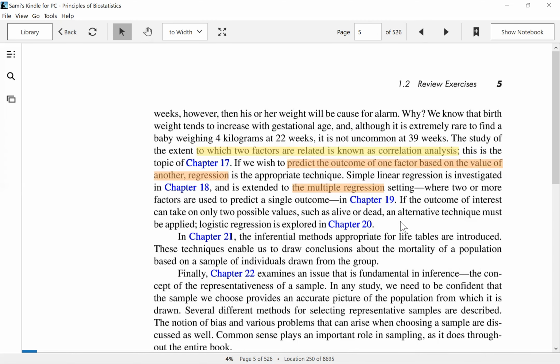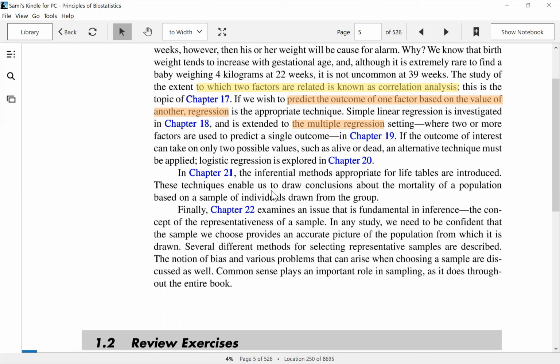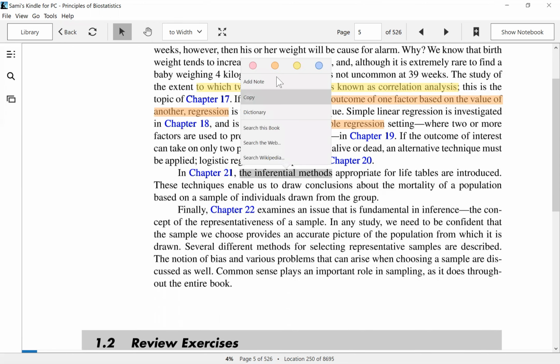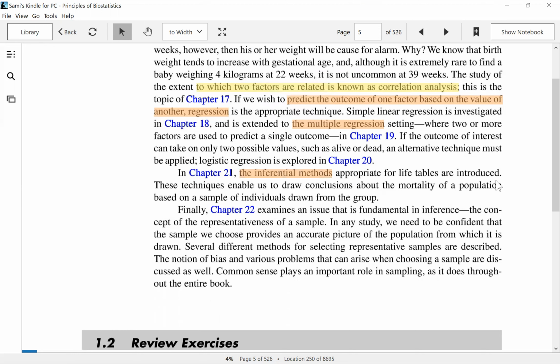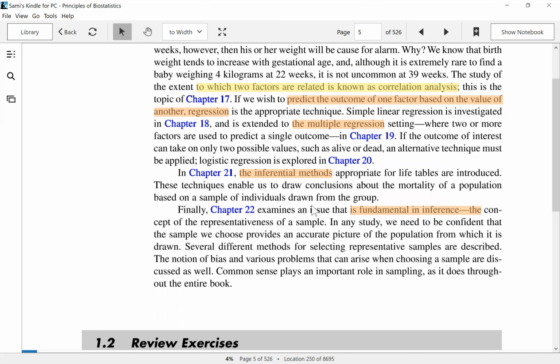And then chapter 20, where the outcome of interest can take on two possible values, such as alive or dead, an alternative technique must be applied. Logistic regression is explored in chapter 20. And then chapter 21, inferential methods appropriate for life tables are introduced. Chapter 22, fundamentals in inference, the concept of a representative sample.